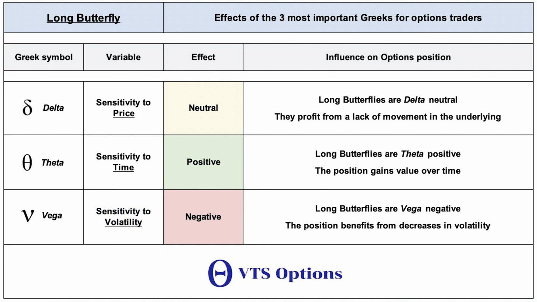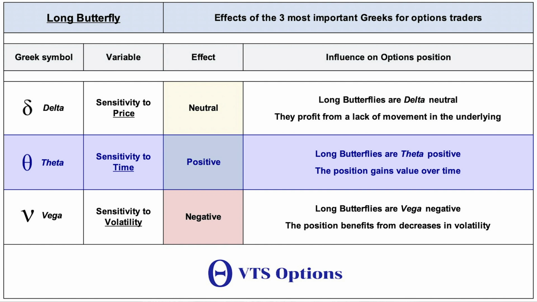Now, because the butterfly is a very diverse trade, the Greeks will change a little bit depending on what type is being used. This here is showing the standard at-the-money butterfly. Delta is an option sensitivity to price. At-the-money butterflies are delta neutral, also known as market neutral, and the trade profits from a lack of price movement in the underlying. So we are indifferent to direction, up or down is fine, as long as it doesn't move too far in either direction, so it's delta neutral.